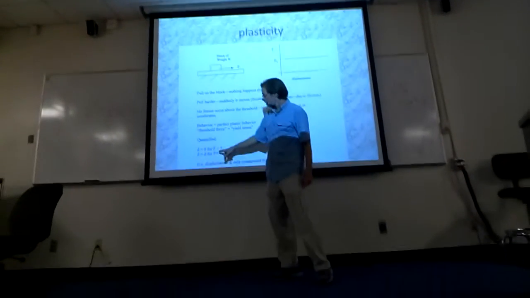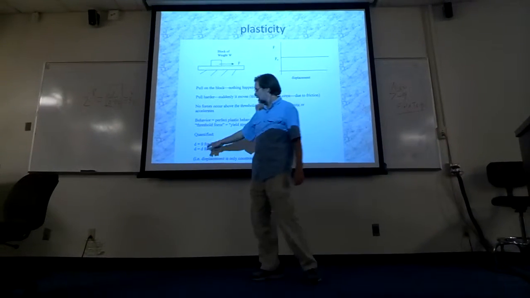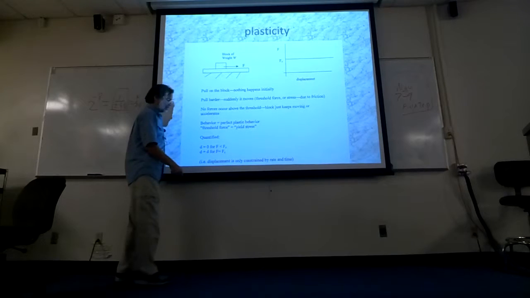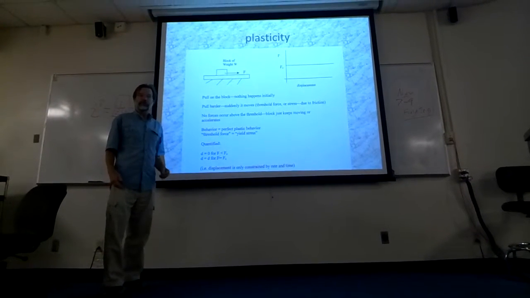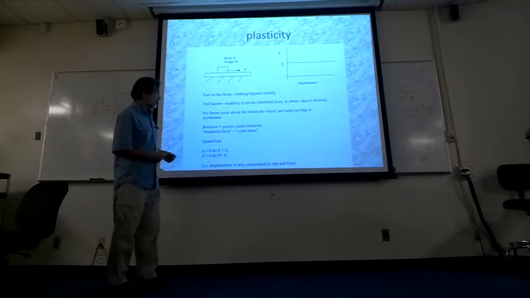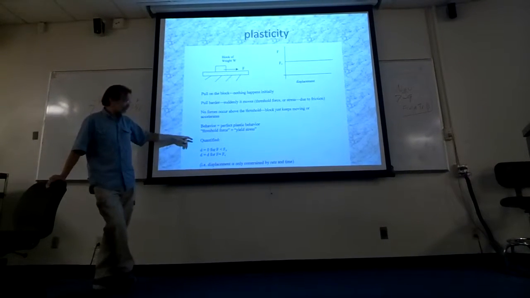It's simple to quantify. If force is below the critical force, nothing happens. Displacement equals 0. And if F equals F sub C, D can be whatever it wants to be. You can just continue to flow or move with that particular physical property. In a sense, frictional slip is plasticity. It's modeled that way sometimes.